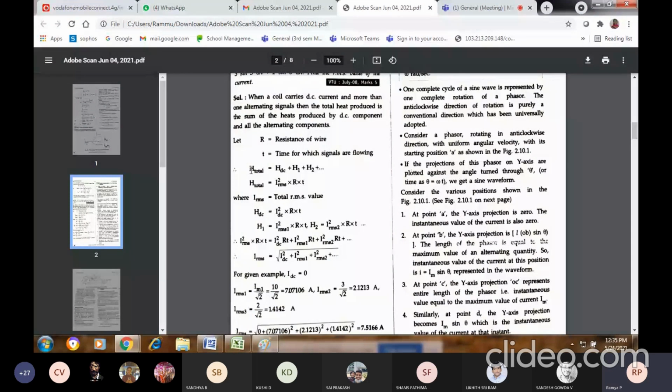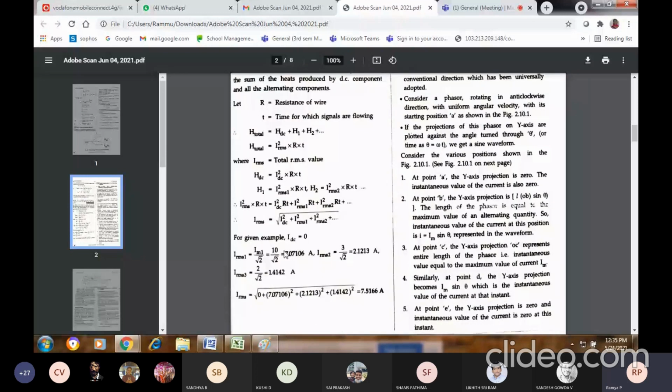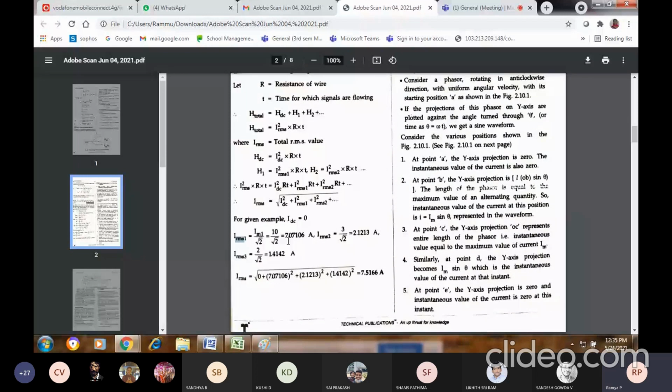So the total heat is nothing but the DC component heat plus the AC component heat. Okay, and you have a formula for this. Just substitute here, and initially find out the value of the current separately, IRMS1, IRMS2, IRMS3. If you obtain all the IRMS values, add up all these currents, take the square root, put it in the formula and you will find it. You may get the answer in 2 lines, but if they ask for more marks, you should know what points and formulas should be shown here.